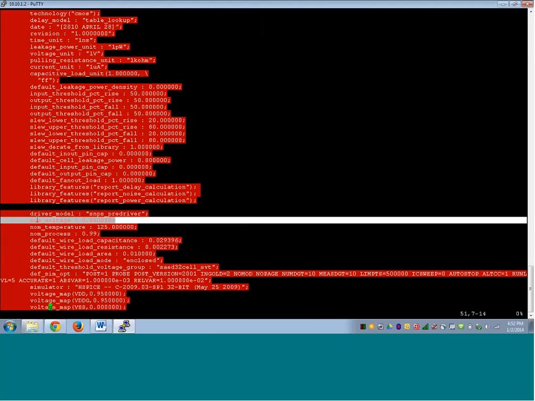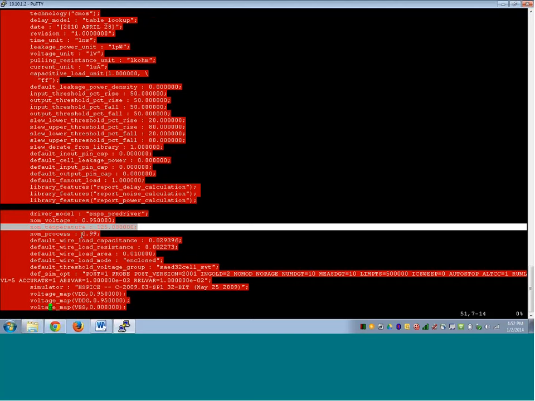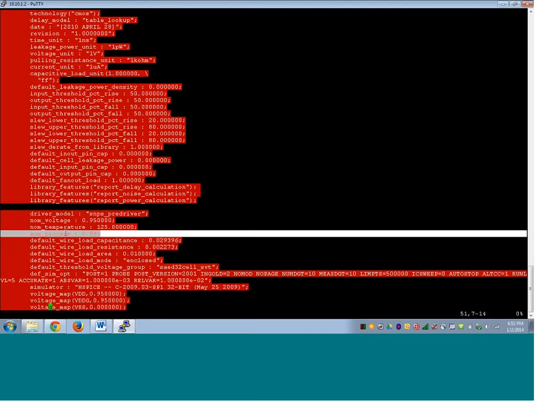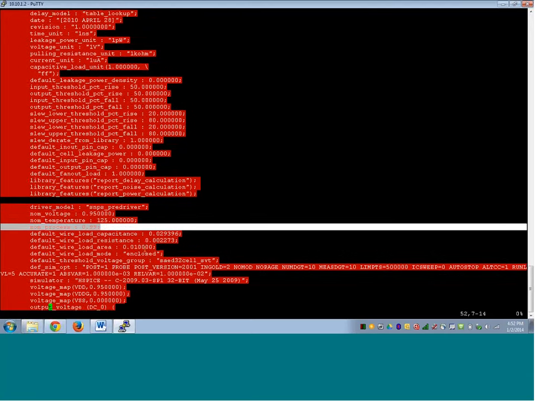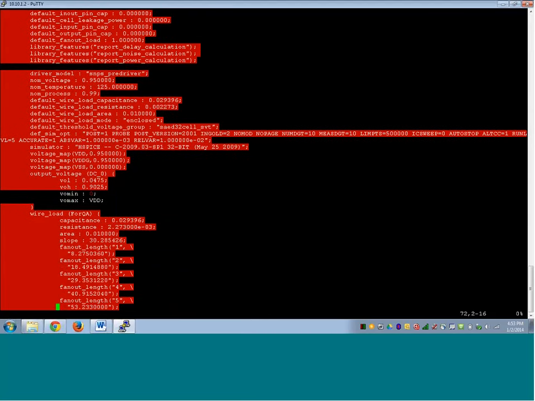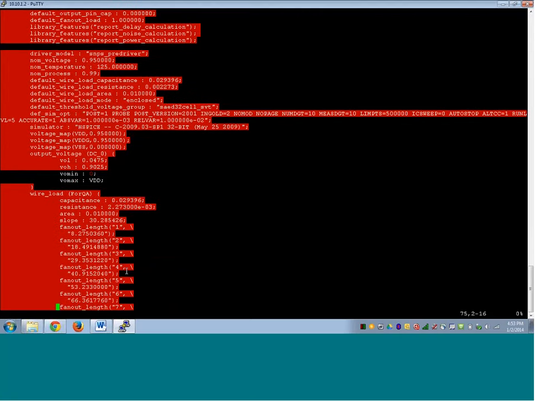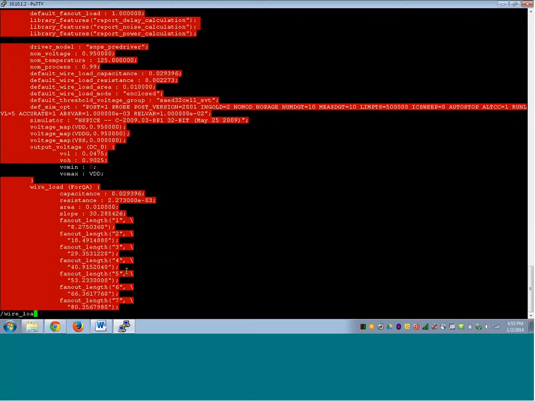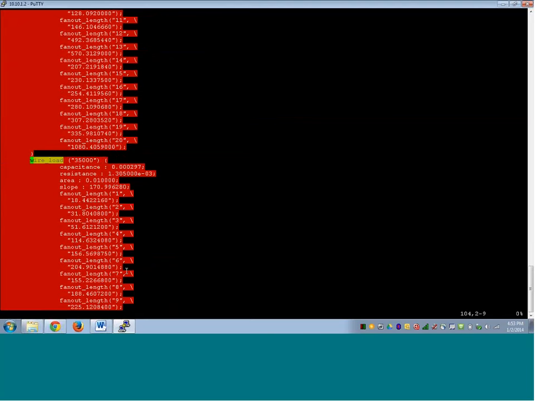This defines the nominal voltage. The worst case library has a voltage of 0.95, temperature of 125, process 0.99. This does not matter here because there is a separate library for each. There will be some wire load defaults. Now this part defines the wire load. There is also something called voltage map that sets some voltages. VDD is set to 0.95 here, VSS, which is ground, is set to 0. These are the wire load models, the different wire load models available in this library.